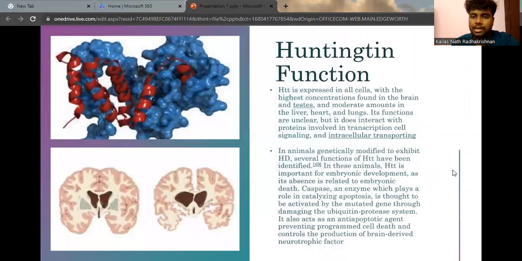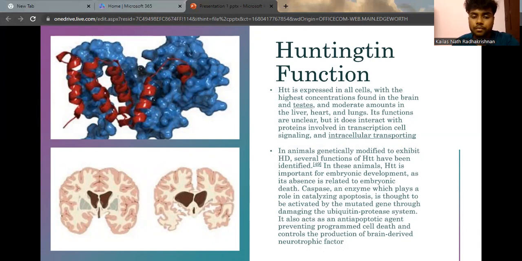Now, let's talk about the function of Huntington. So Huntington is expressed in all cells, with the highest concentration found in the brain and testes, and a moderate amount in the liver, heart, and lungs. Its functions are unclear, but it does interact with proteins involved in transcription, cell signaling, and intracellular transporting. In animals genetically modified to exhibit Huntington disease, several functions of Huntington have been identified. In these animals, Huntington is important for embryonic development, as its absence is related to embryonic death.